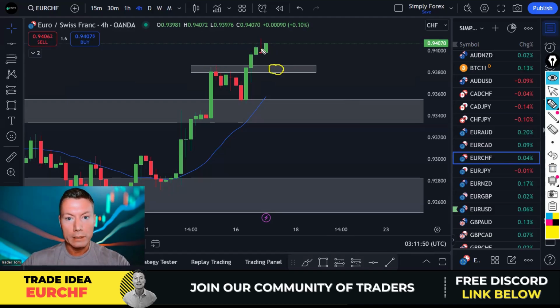So yeah, if price retraces back into here, moving average 20 will start catching up. This could be a really good area for buying Euro Swiss franc.